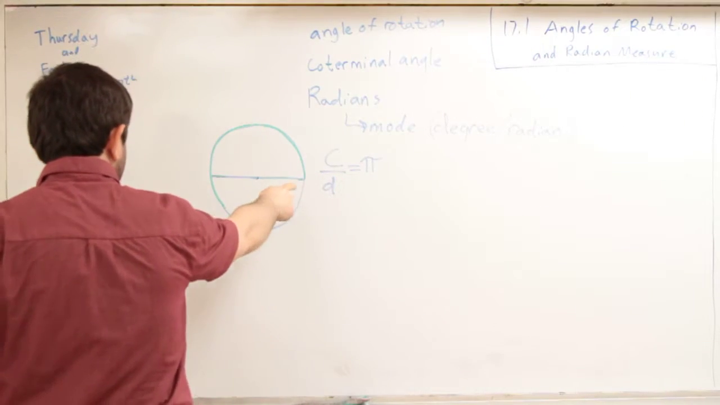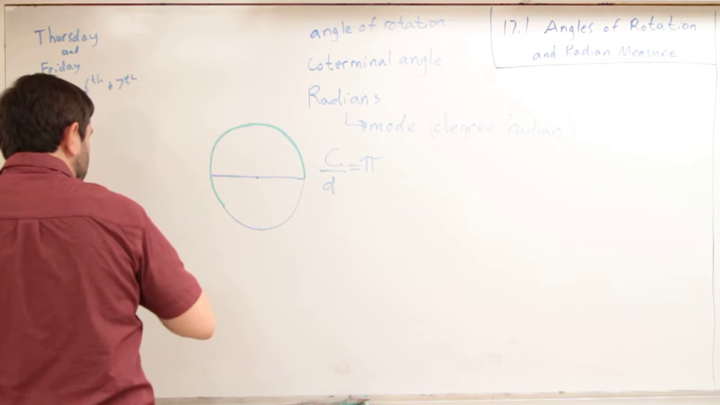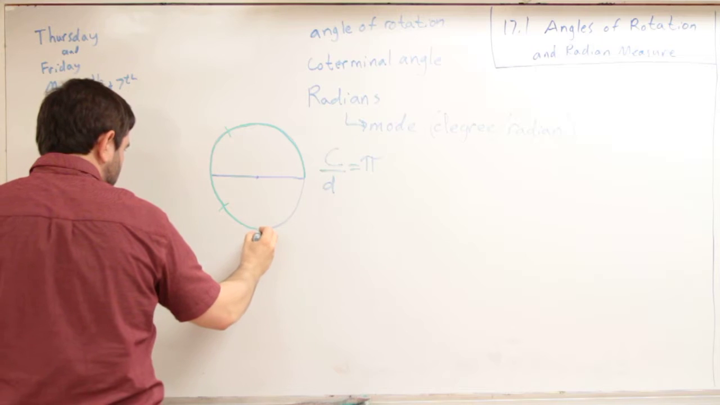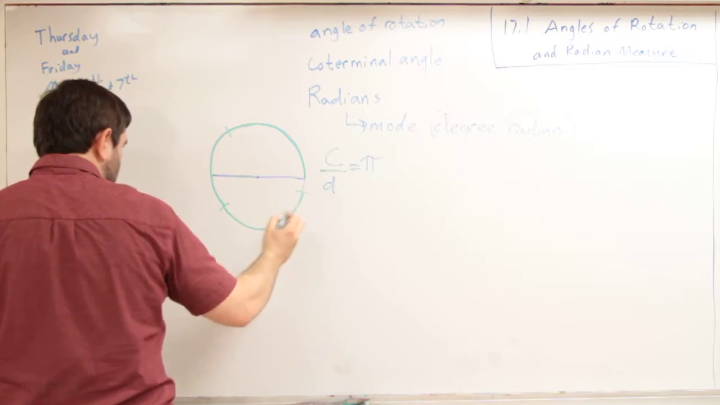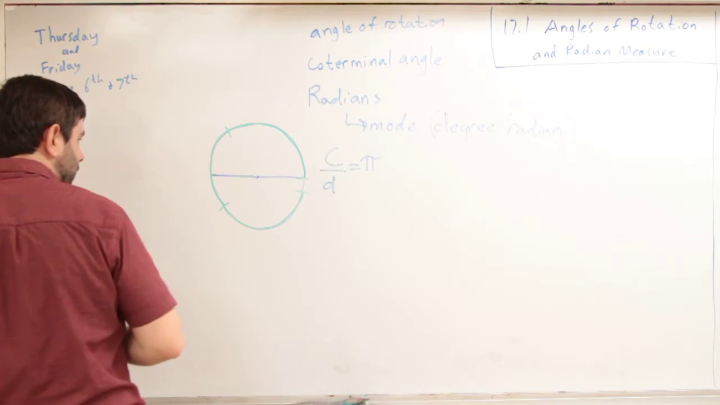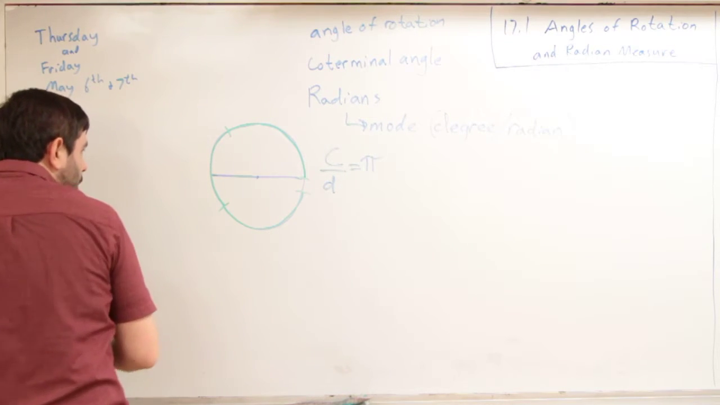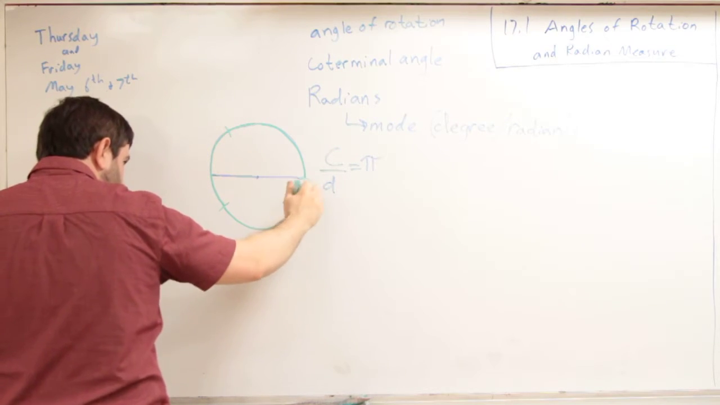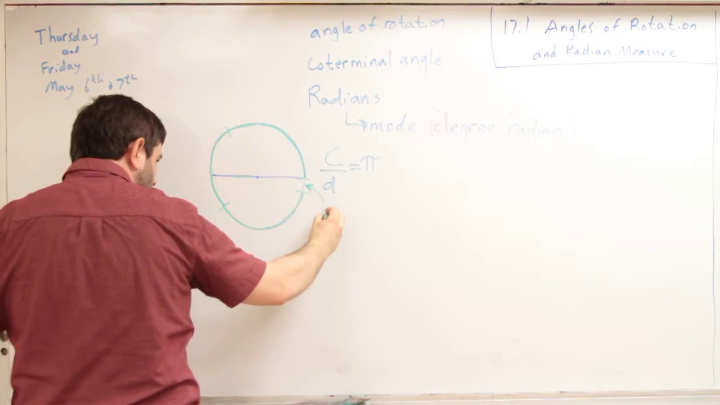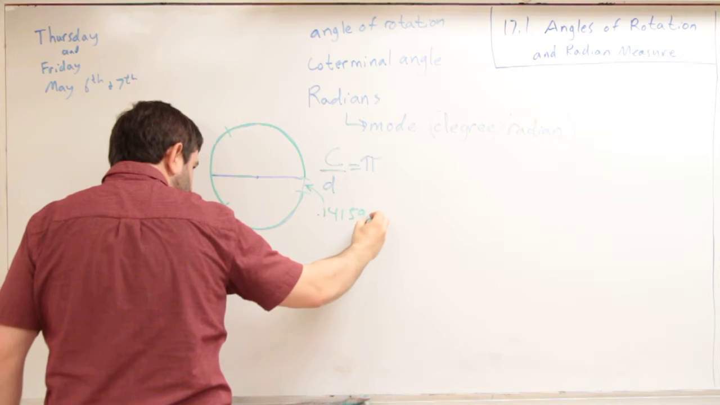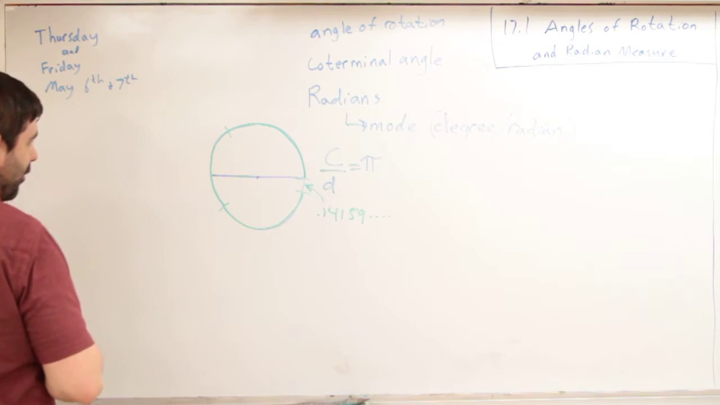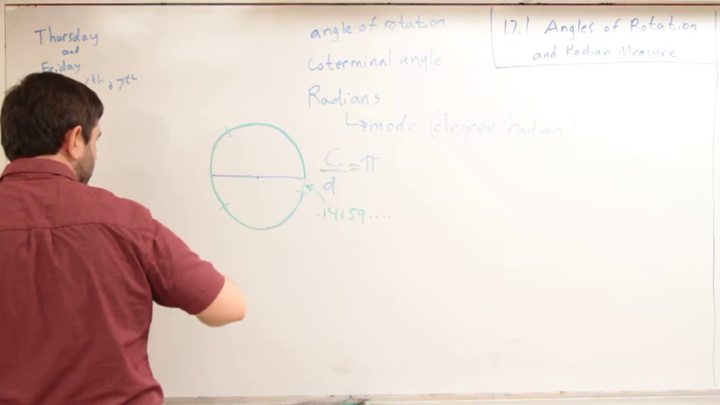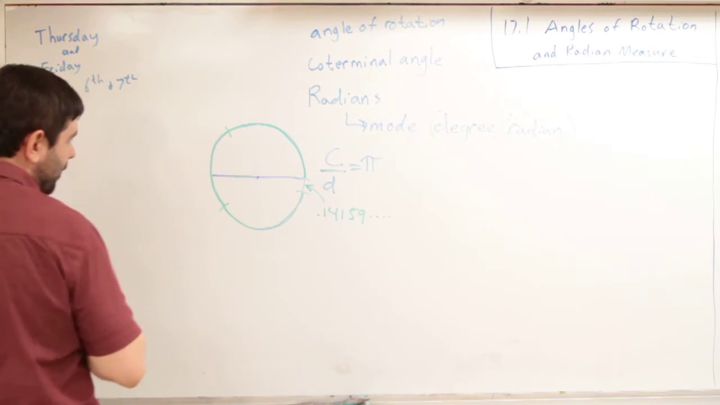We've got one diameter here, another diameter here, and another diameter would fit there, and we'd have this little piece left over. What this means is that this is the 3, and this little segment in here is 0.14159, blah, blah, blah. It's the decimal of pi. So the diameter fits into the circle 3 full times plus a little bit extra.